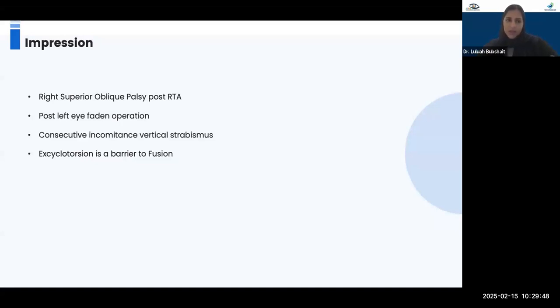Our impression now: right superior oblique palsy post RTA, post left eye Fadden operation. Unfortunately, we had a consecutive incomitant vertical strabismus, and the axial torsion of approximately 5 by the synaptophore was the barrier for fusion at this stage.